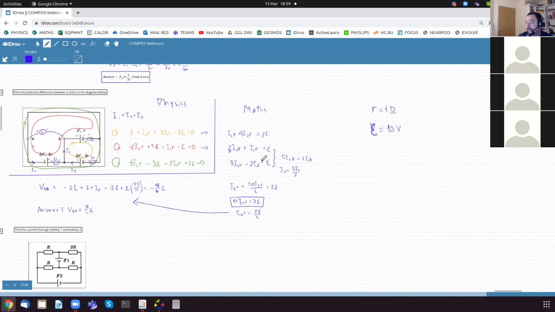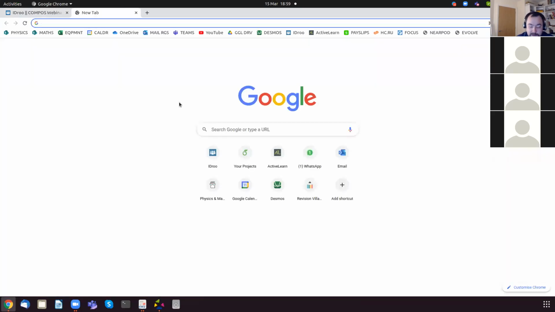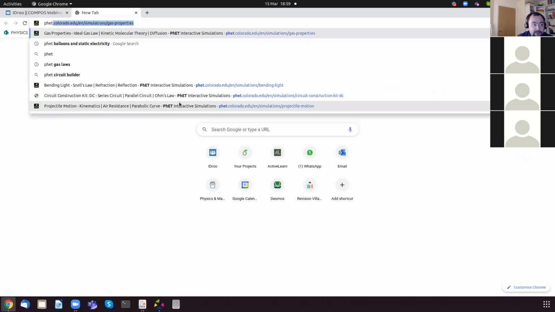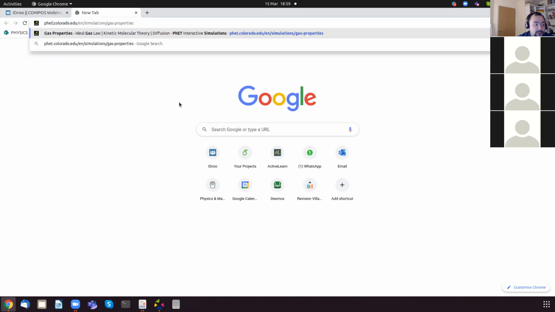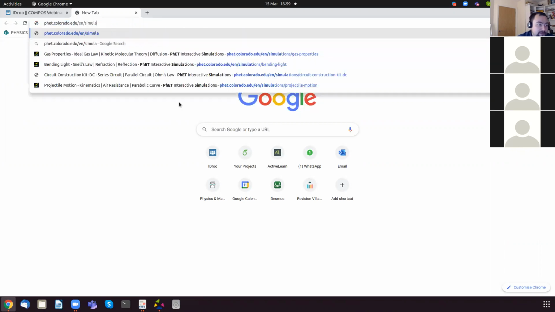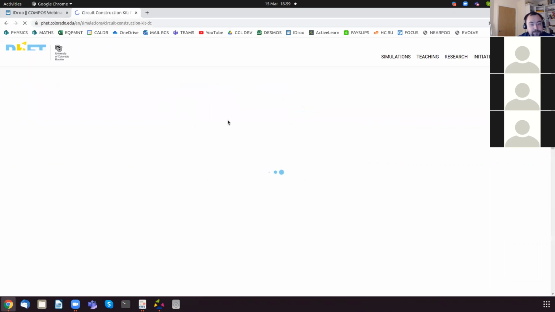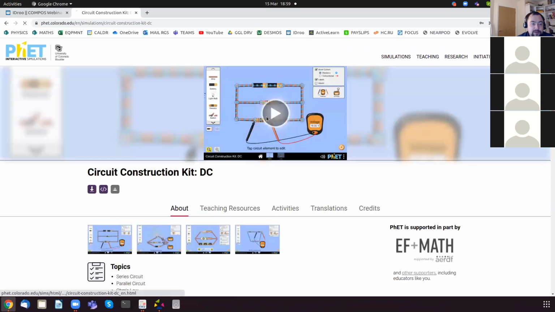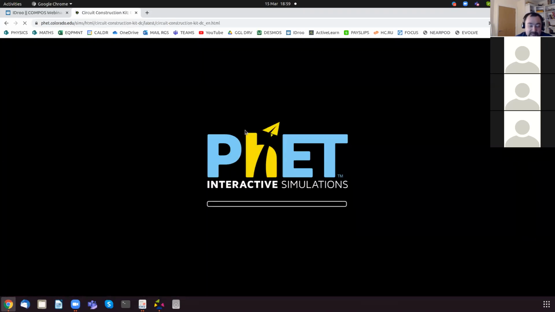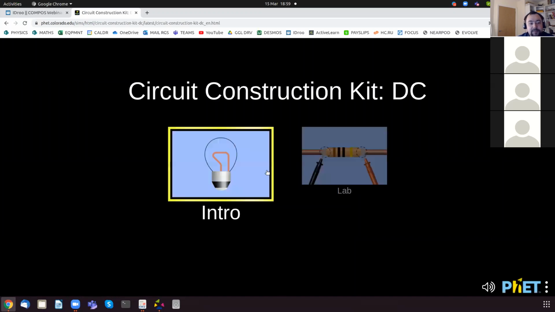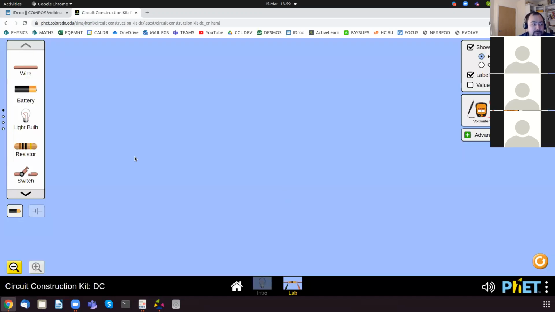Okay, and an excellent way to check your answers is using the simulation. PhET circuit builder. No, not this one. PhET circuit construction kit. So this is absolutely brilliant. It has its limitations, but it's super useful.